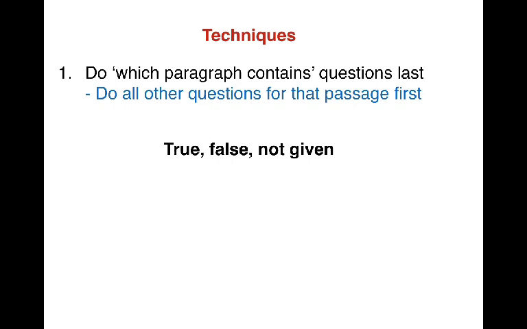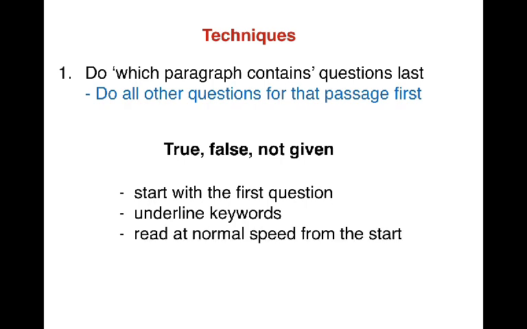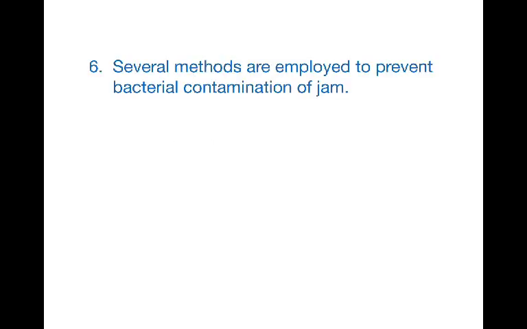Here's a quick reminder of some techniques for true, false, not given questions. Start with the first question, underline keywords, read at normal speed from the start, find the keywords or similar words in the passage to get the answer. Let's do the true, false, not given section now, and it starts with question 6. Several methods are employed to prevent bacterial contamination of jam. I've underlined the keywords several methods, prevent bacterial contamination and jam, and jam is probably the main easiest word to search for.